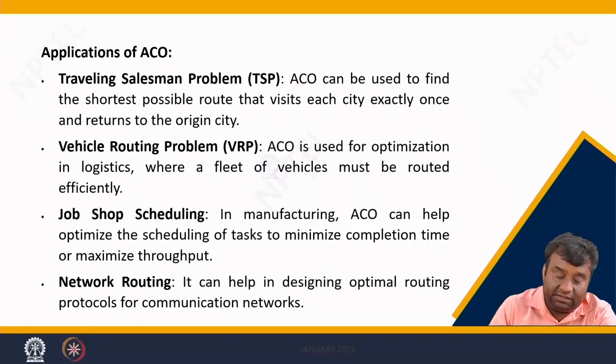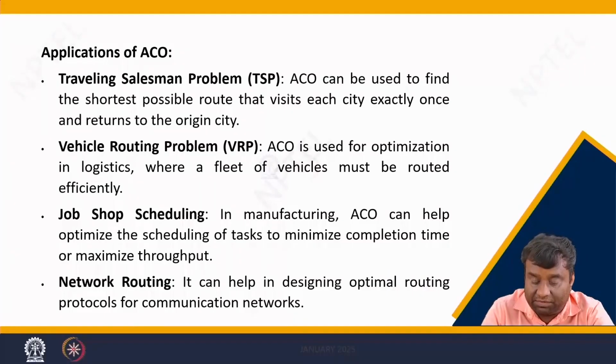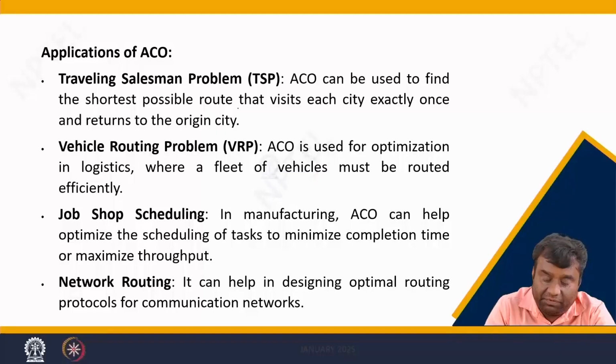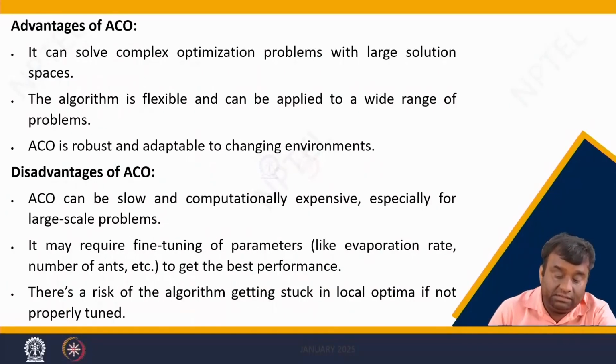Applications of ant colony optimization. Traveling salesman problem (TSP). Ant colony optimization can be used to find the shortest possible route that visits each city exactly once and returns to the origin city. Vehicle routing problem. ACO is used for optimization in logistics where a fleet of vehicles must be routed efficiently. Job shop scheduling. In manufacturing, ACO can help optimize the scheduling of tasks to minimize completion time or maximize throughput. Network routing. It can help in designing optimal routing protocols for communication networks.